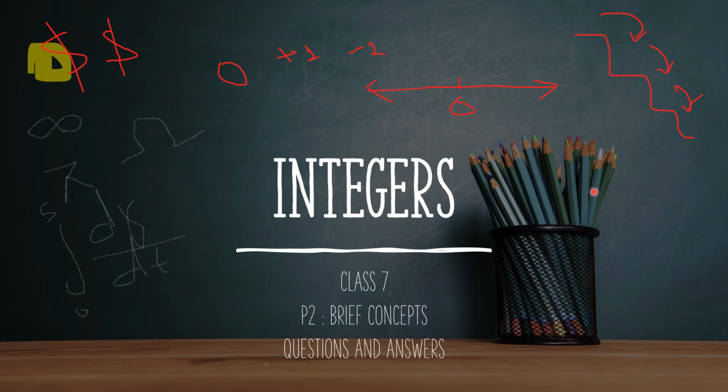Hello, today we will continue with the integers for class 7, chapter 1 and part 2. So in the last video, we already discussed the definitions of the integers and did a few questions. In this chapter, we will see the properties of the integers and then we will continue with some questions. So let's start.